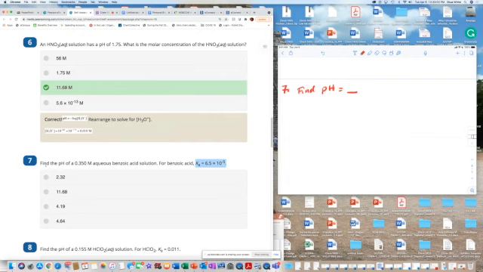So the benzoic acid is usually, let's see, they didn't give us a formula. I need to write this out. Benzoic acid, C6H5COOH. Yeah, that's the acid. And we're given the concentration of this benzoic acid as 0.350 molar. They also gave us a Ka.